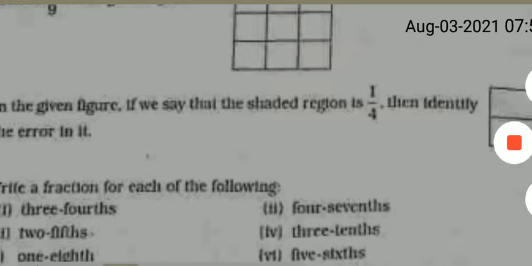So do it yourself at your home. Okay, now question number 3. In the given figure, if we say that the shaded region is 1 by 4, then identify the error in it. If we say that the shaded region is 1 by 4, so students, you can see that here the figure is given and 2 portions are shaded, this one and this one.